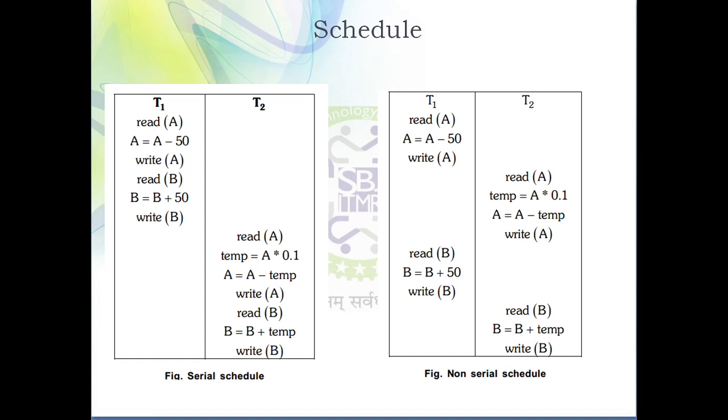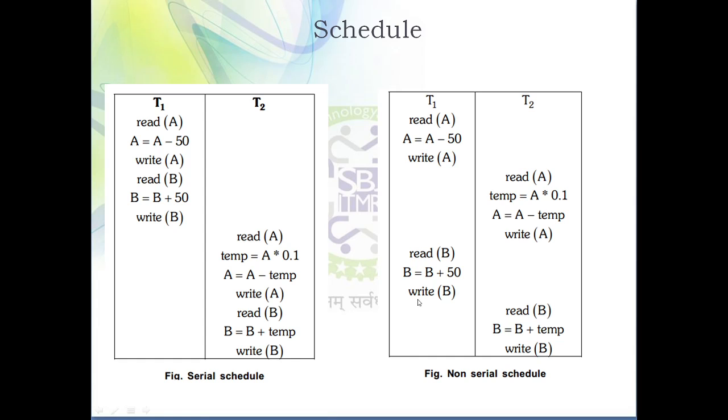So in this way this serial schedule works, where we observe that transaction T1 completes its execution, then transaction T2 starts, and then it completes its execution. So it is called a serial schedule. Why is it called a serial schedule? Because unless and until T1 finishes its execution, T2 is not going to start its execution.